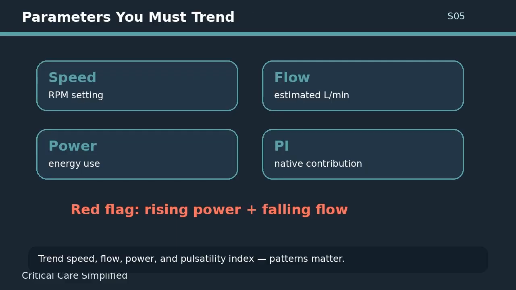Trend the 4 major LVAD parameters: speed, flow, power, and pulsatility index. Speed is the pump setting. Flow estimates how much blood the pump is moving. Power reflects electrical energy used by the pump. Pulsatility index reflects the native heart's contribution. A rising power reading with steady speed and falling flow is especially concerning because it may suggest pump thrombosis.